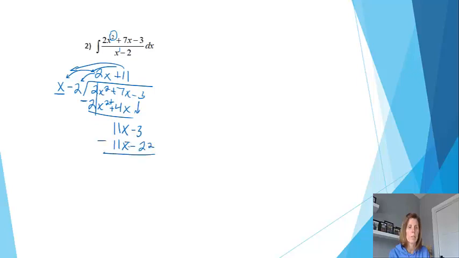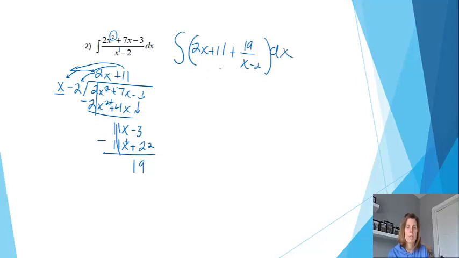Again, we're going to subtract. 11x minus 11x is nothing, and then this will turn into plus a positive 22. So negative 3 plus 22 is going to be 19. That will be my remainder. So the way I'm going to rewrite this problem is x minus 2 went into 2x squared plus 7x minus 3, 2x plus 11 times plus a remainder of 19 over the x minus 2. Okay, then from here, since we have pluses, we're going to treat each part separately.